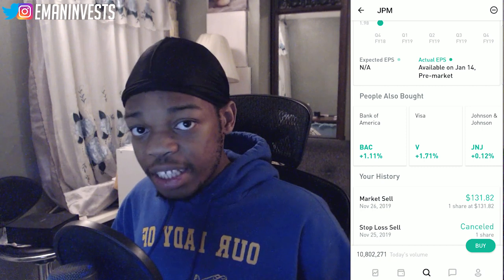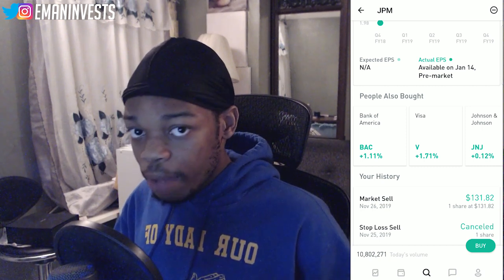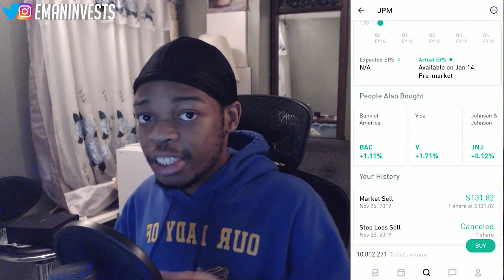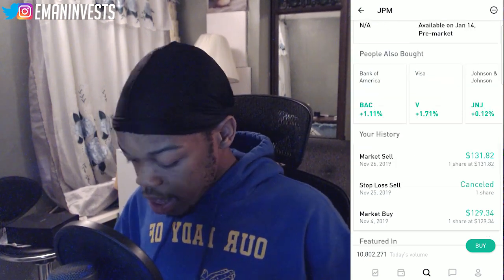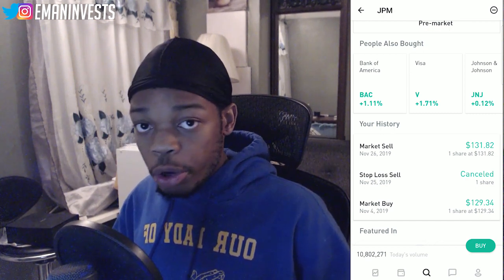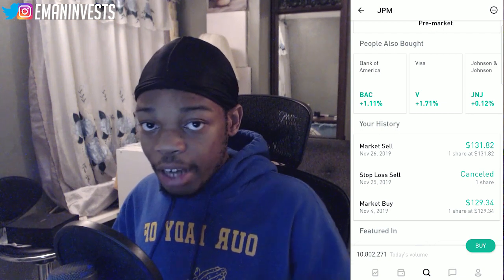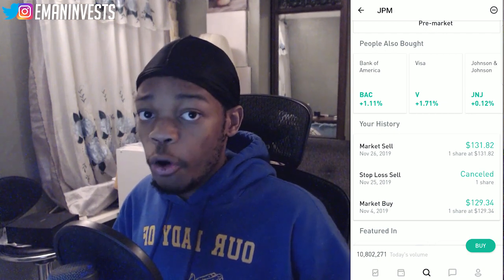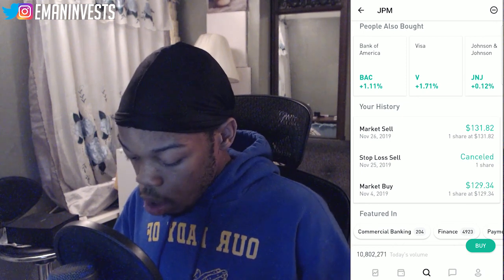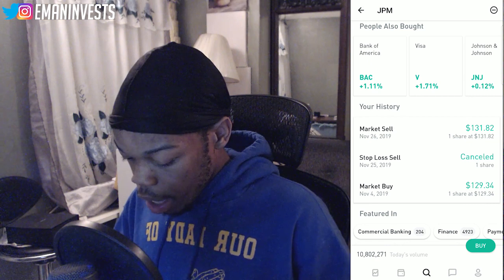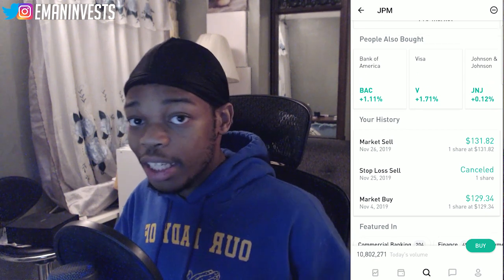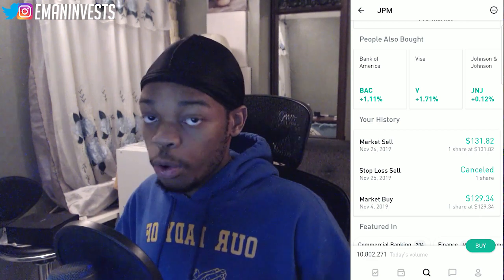Then there's this other nifty section, and it goes by the name People Also Bought. This shows you the other stocks that people have purchased who have also purchased a stock that you are currently looking at. Then you have the history. This shows you your market buys, your market sells, or other order types, and dividends and other information that pertains to your ownership of that stock. So you can see that I bought this in November for $129, and I sold it and made a $2 profit on November 26th. I wish I had held it because currently JP Morgan is priced at $140.